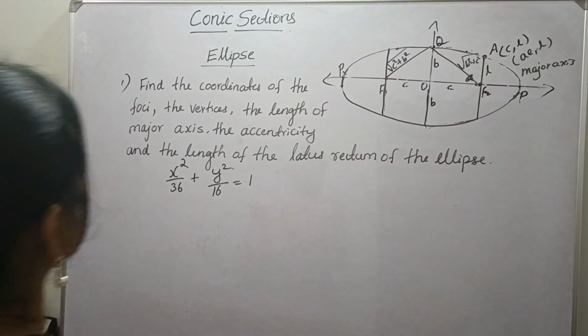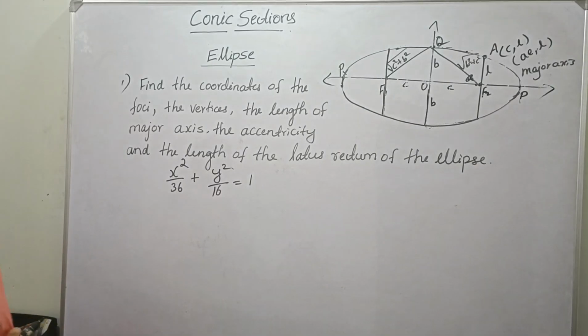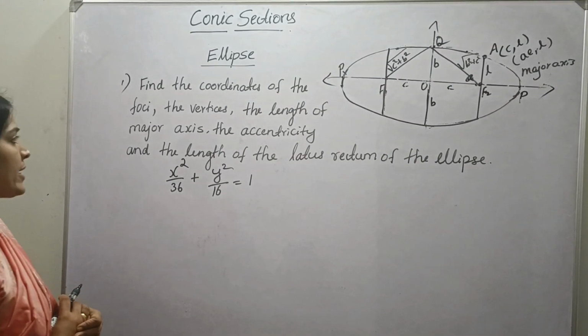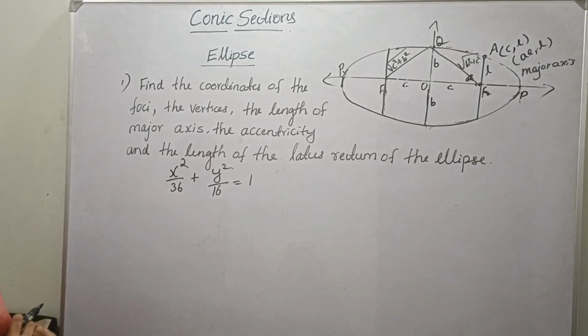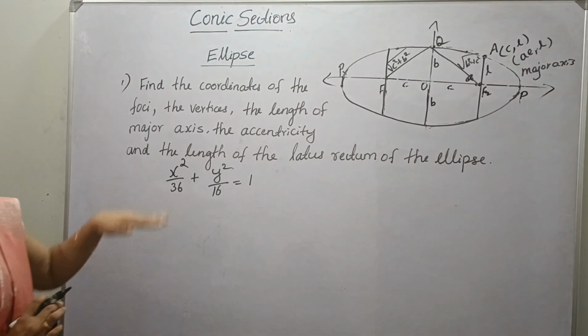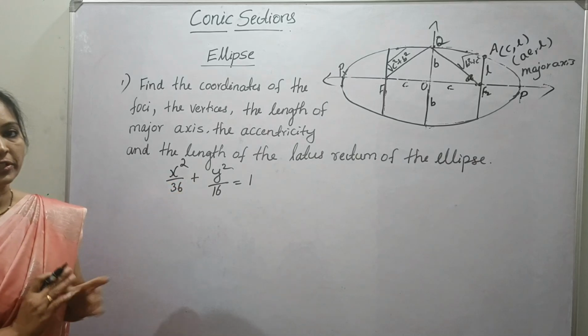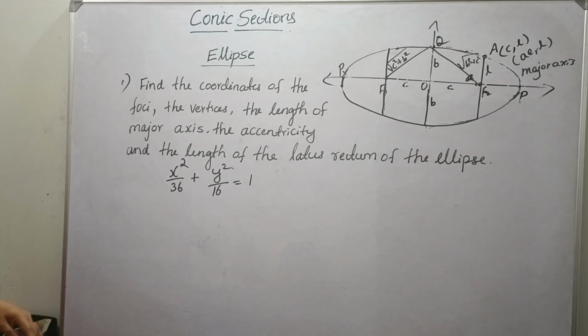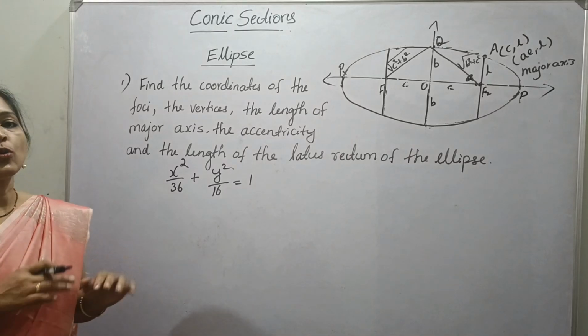Now let us go through some questions. First question: find the coordinates of the foci, the vertices, the length of the major axis, the eccentricity and the length of the latus rectum of the ellipse. Here the equation of the ellipse is given. The equation of the ellipse is x square by 36 plus y square by 16 is equal to 1.